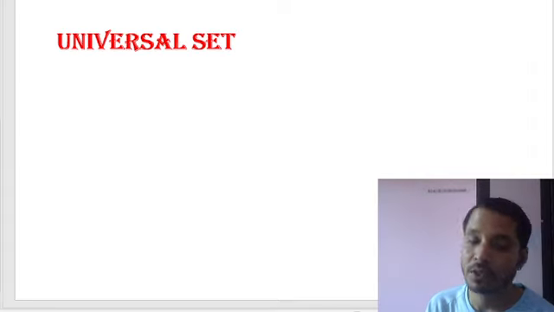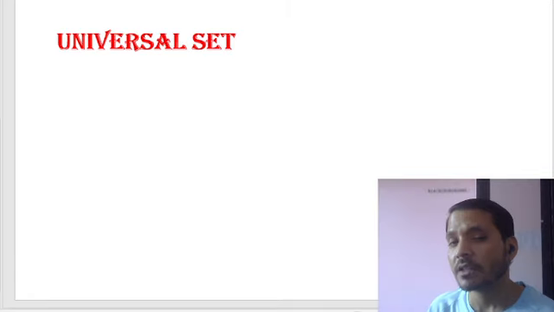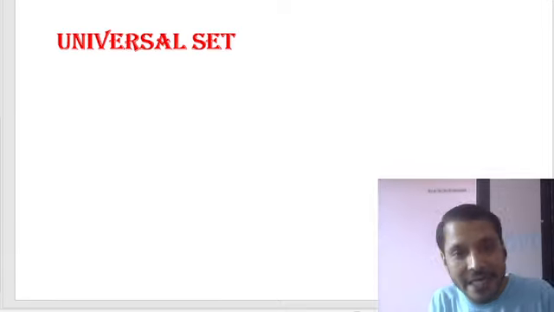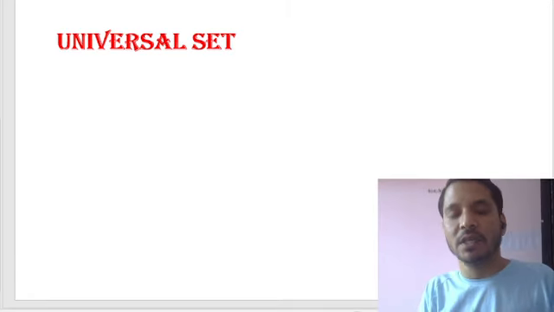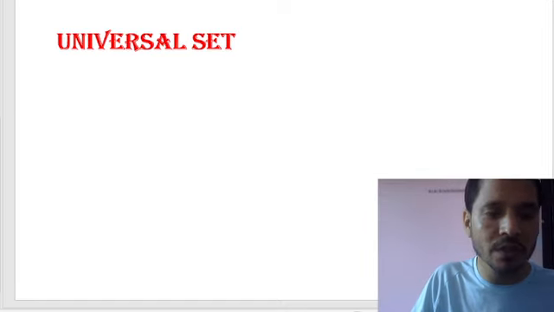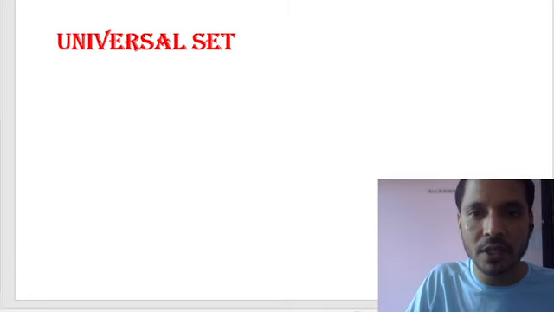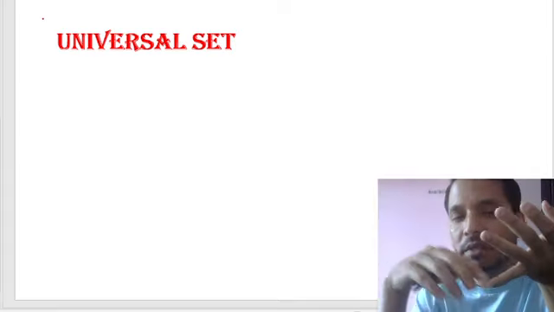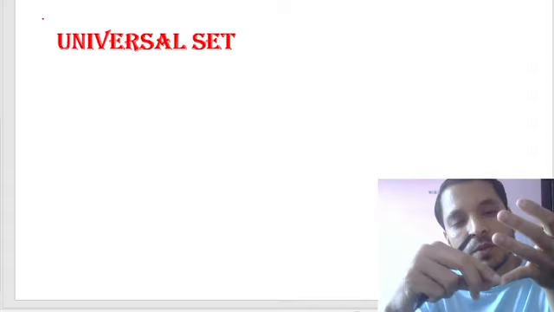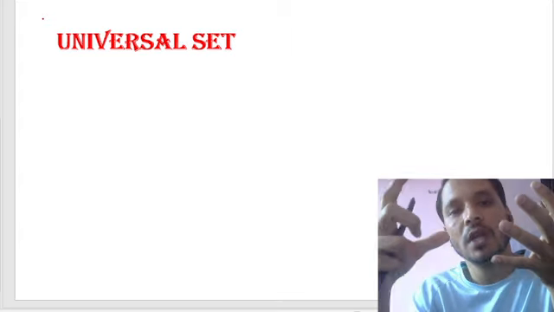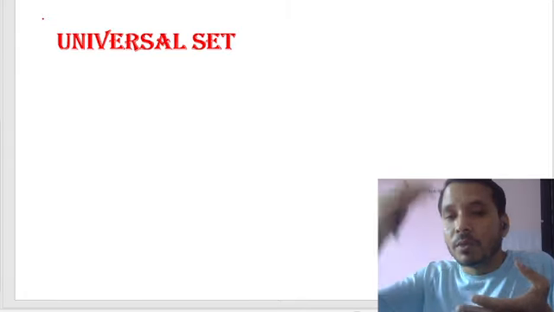Now next we have the universal set. What is the universal set? It is like a superset. It is the set that consists of all the given sets, or it is called the bigger set. Let us suppose we have the set of natural numbers, set of integers, set of rational numbers. We know that integers, whole numbers and rational numbers all belong to real numbers, so the real numbers will be the universal set for that.